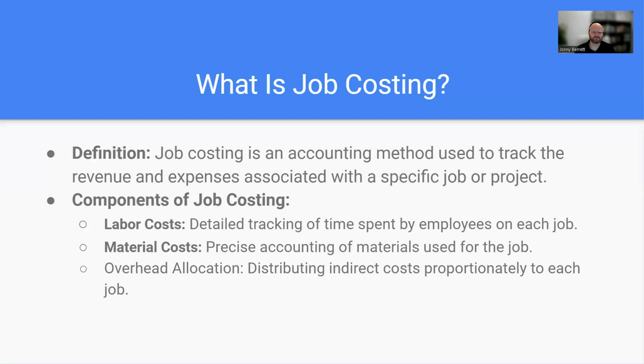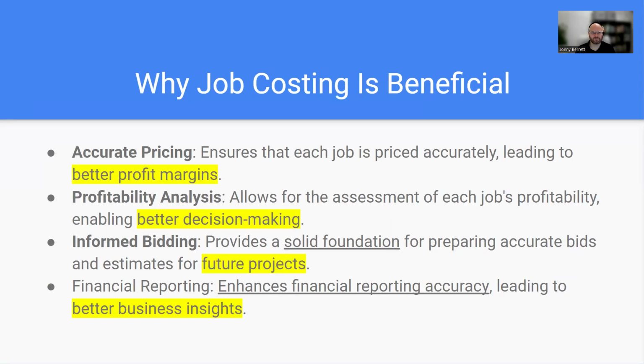What is job costing? The definition of job costing is it's an accounting method used to track revenue and expenses associated with a specific job or project. So the components of job costing obviously are revenue, and then after revenue, we have labor costs, detailed tracking of time spent by employees on each job, material costs, precise accounting of materials used for the job, and then in some cases, overhead allocation, distributing indirect costs proportionately to each job. So that's what it is.